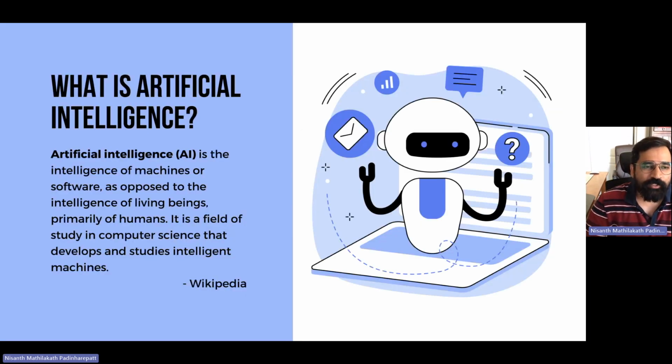We'll start with a definition of artificial intelligence from Wikipedia. It says that artificial intelligence is the intelligence of machines or software, as opposed to the intelligence of living beings, primarily humans. It is a field of study in computer science that develops and studies intelligent machines. So this is what Wikipedia says as the definition of artificial intelligence.